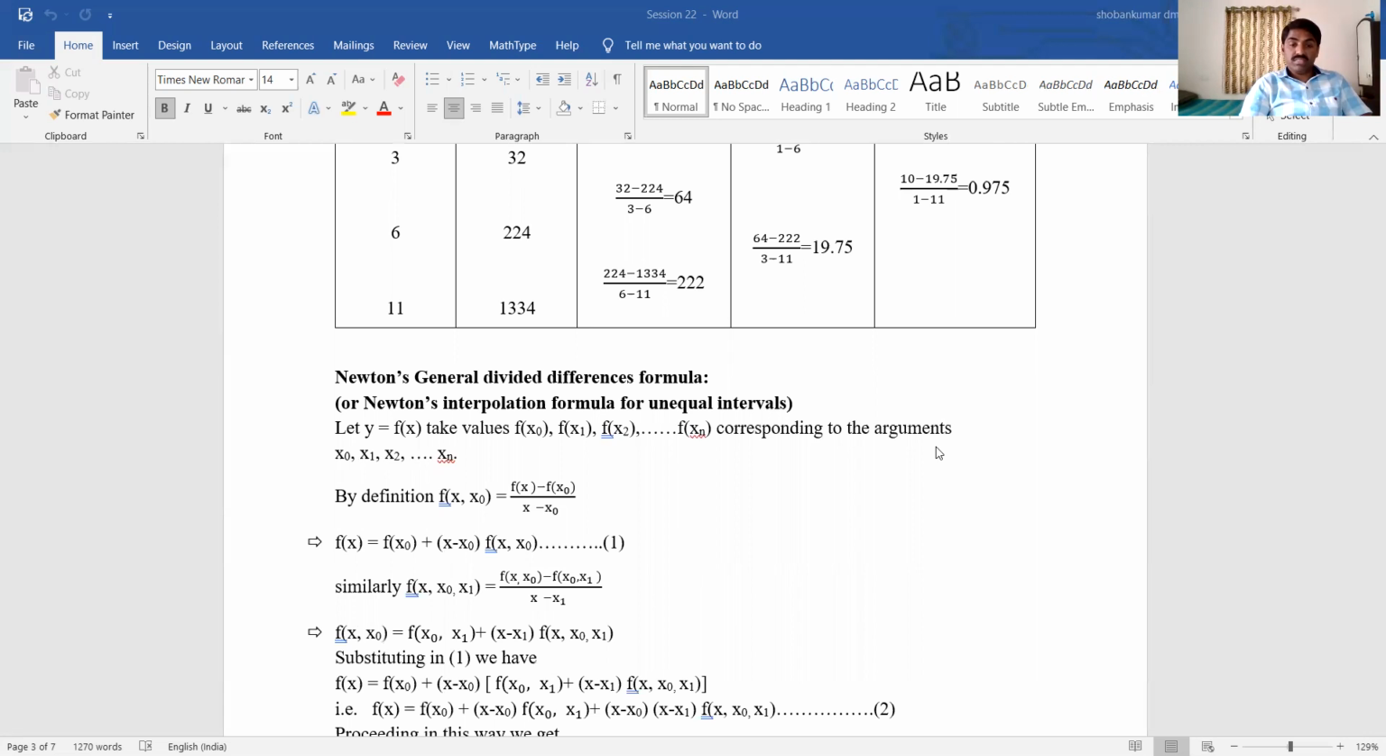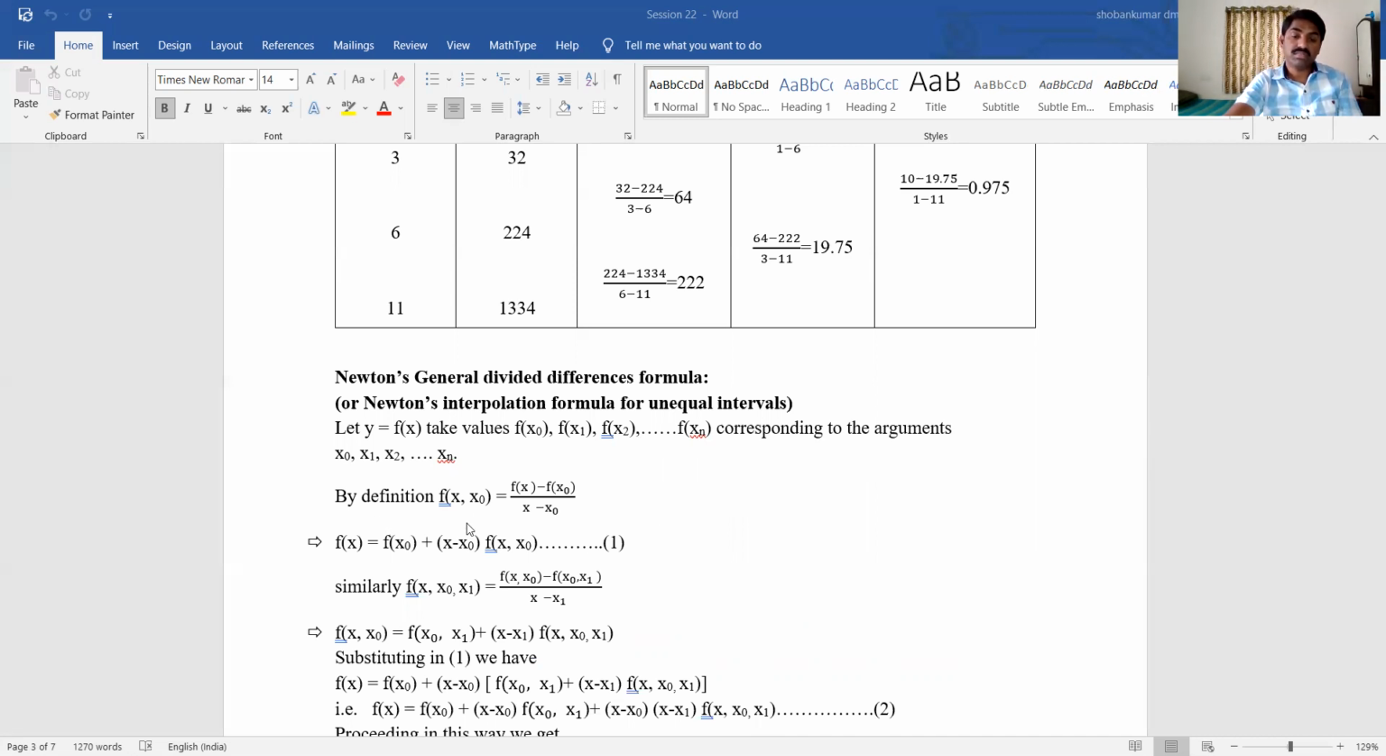Now we have to discuss Newton's general divided difference formula, or Newton's interpolation formula for unequal intervals. In earlier cases, we discussed Newton's interpolation formula for equal intervals. That is nothing but Newton's Gregory interpolation formula, which applies only to equal intervals, where x are equally spaced. Here we discuss Newton's interpolation formula for x unequally spaced. Let y is equal to f of x take the values f of x0, f of x1, f of x2, up to f of xn corresponding to the arguments x0, x1, x2, and so on up to xn.